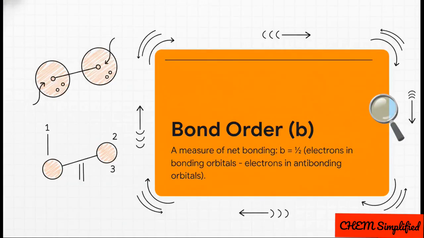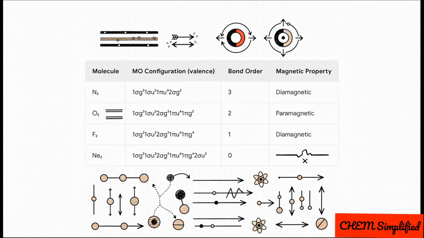And the first, most powerful thing we can calculate is something called the bond order. The formula looks simple, and it is. It's just 1/2 times the number of electrons in bonding orbitals minus the number of electrons in antibonding orbitals. That number tells you, basically, if you have a single bond, a double bond, a triple bond. It's a direct measure of bond strength. So let's put it to work.